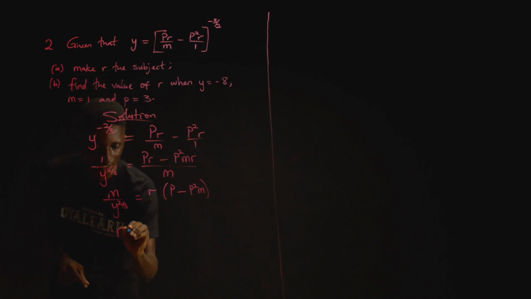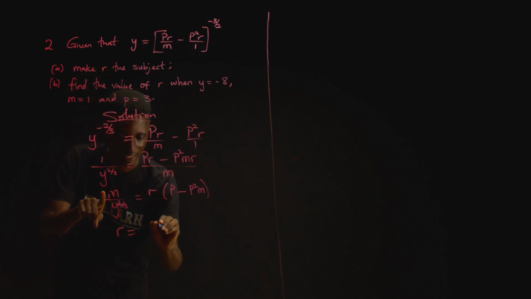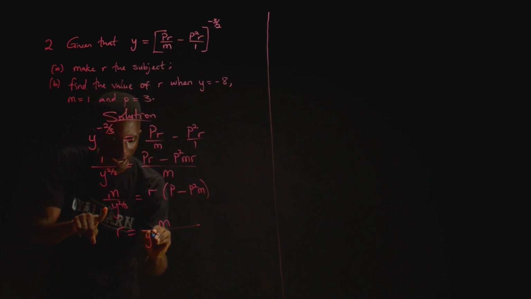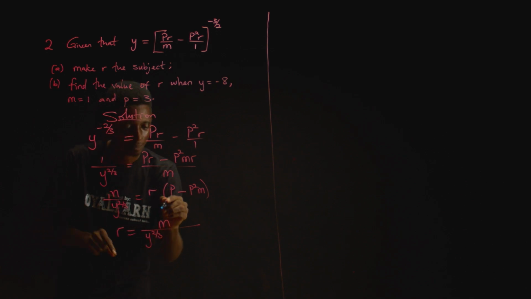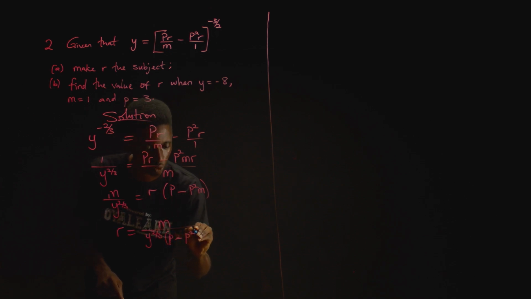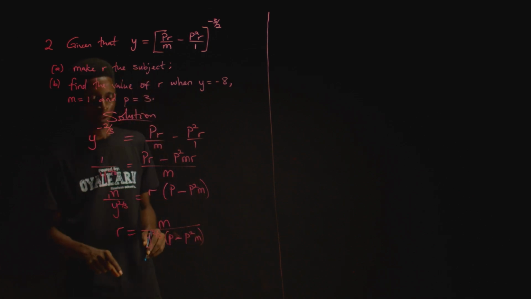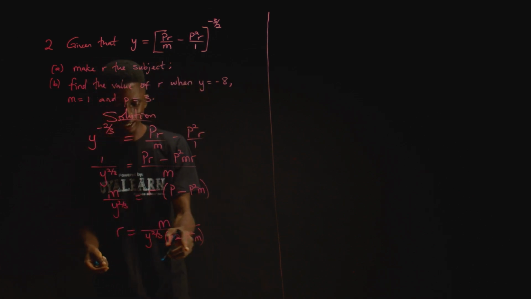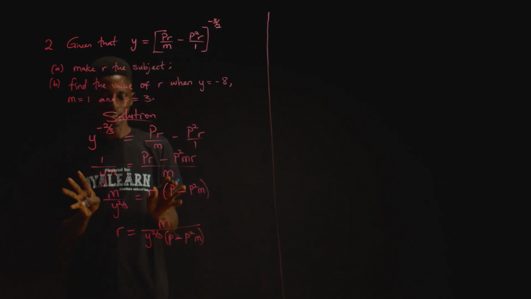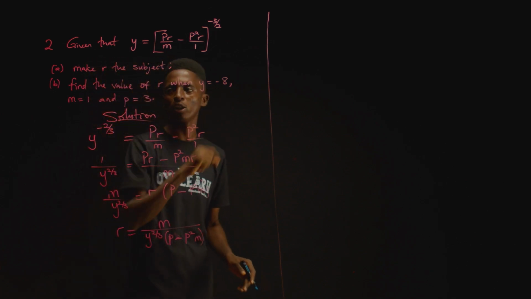So that is, r becomes, now what we have here initially is m all over, what we have here is what? y raised to the power of 2 over 3. And then what we have here is p squared, sorry, p, just p, minus p squared m. Good. So you can then go on to collect p out, or you just leave it like this. But at this point, we have made r the subject of the equation.